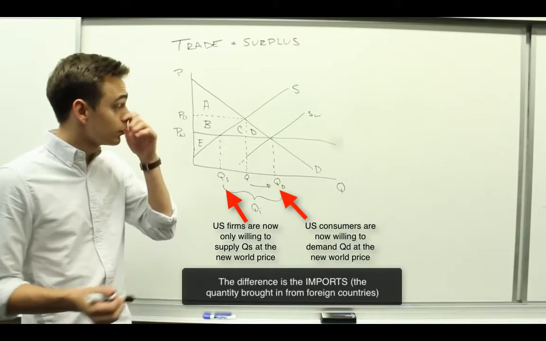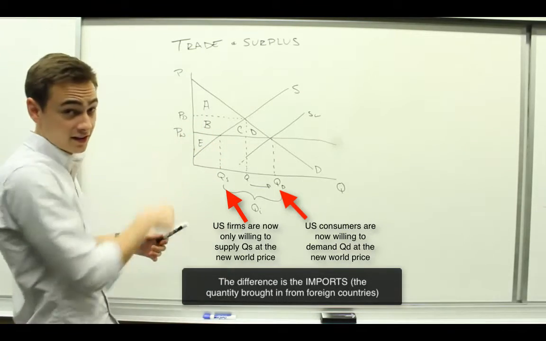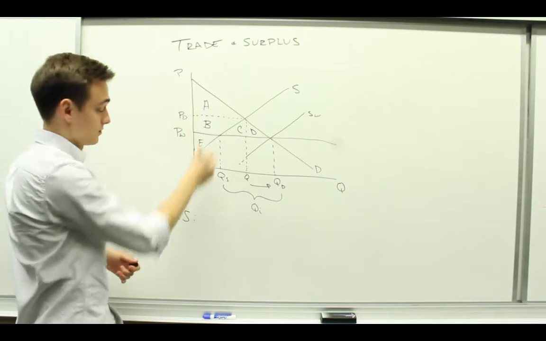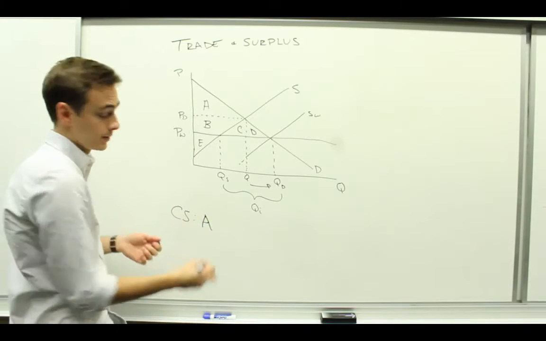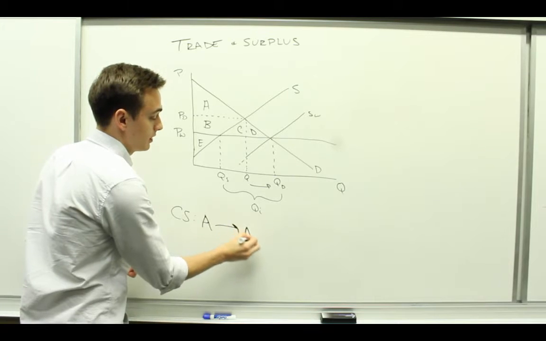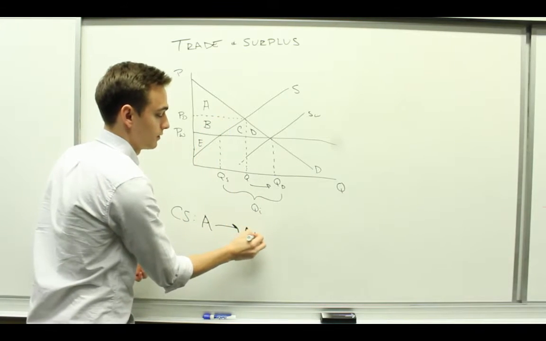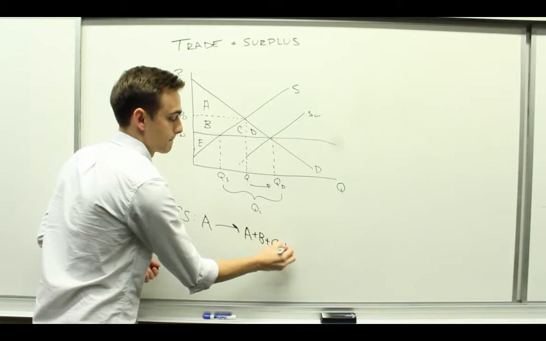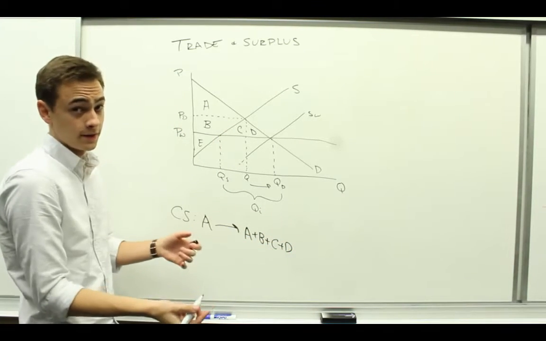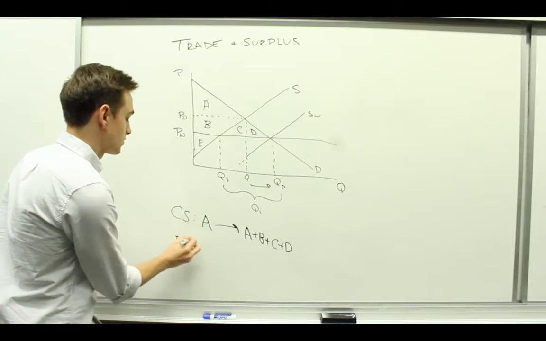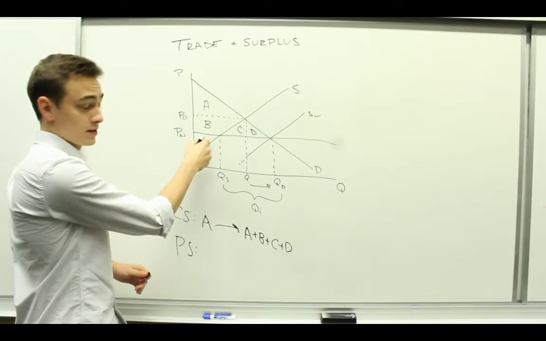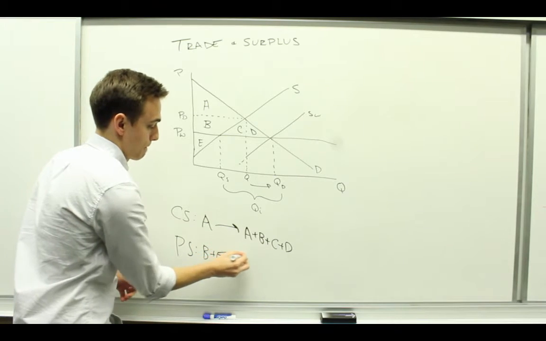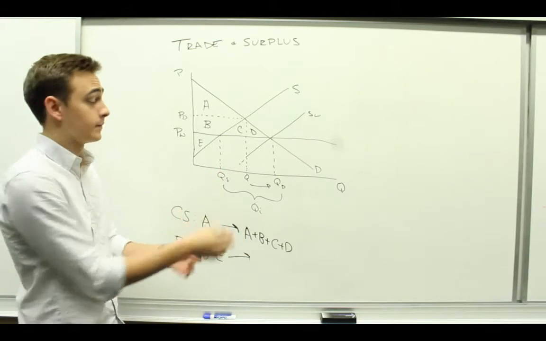Alright, so for an overview of what exactly happened here, it can get kind of confusing with the letters. Consumer surplus used to be A, and then the economy opened, and now it's A plus B plus C plus D. So it got bigger. Consumers definitely got better off here. Producer surplus used to be B plus E, but now once we open the economy, it's just E.